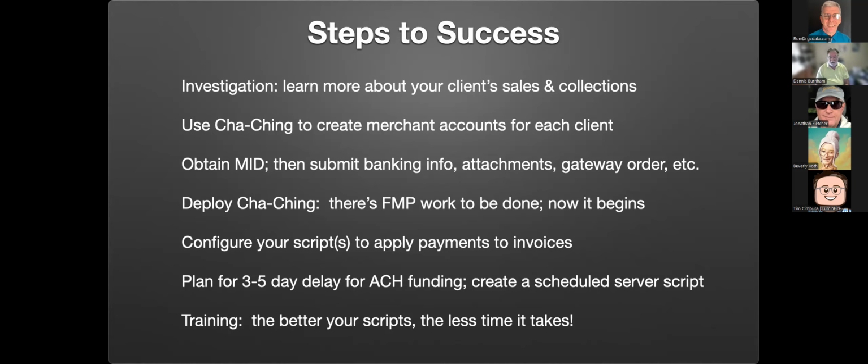And there's work to be done in FileMaker. But what I've attempted to do is to make it as simple as possible. You will probably have to go into Script Workspace and either create your own scripts, or you can use some of the ones that are in Cha-Ching if you want to use them as a starting point for application of payments to invoices. You need to always anticipate a 3 to 5 day delay for the funding of bank account transactions. And you can create a scheduled server script that will check every day just to make sure that you're able to determine which bank transactions have become funded overnight, so that you can run the payment application for those.